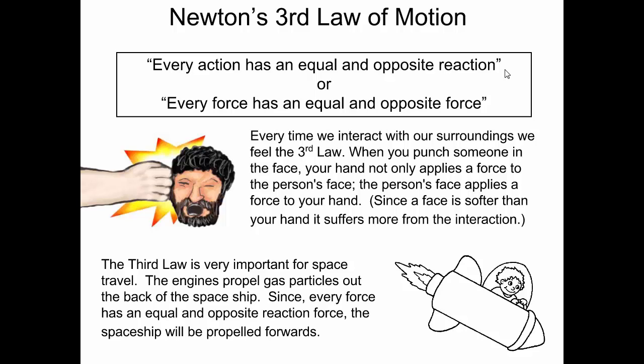You hit somebody, you apply a force to their face with your hand, so their head kind of turns or it squishes. But their face also applies that same amount of force to your hands. Since the face is softer than your hand, it suffers more from the interaction and deforms more because it's softer.